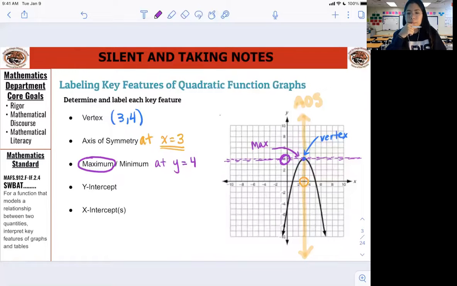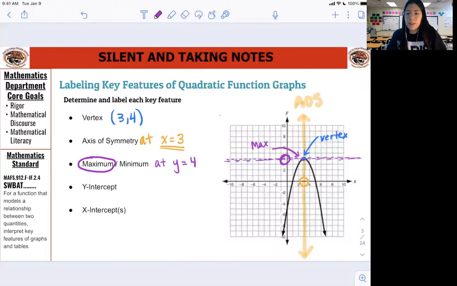Okay. Question? Is the vertex where the line crosses the y-axis? No. Go back to your definition of vertex. Can anybody tell me what the vertex is? It's where it turns. It's the tippity top or the tippity bottom.